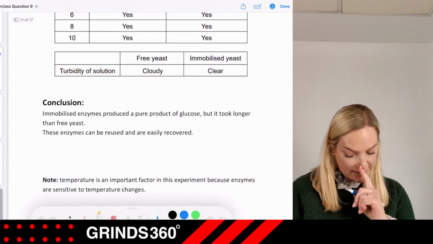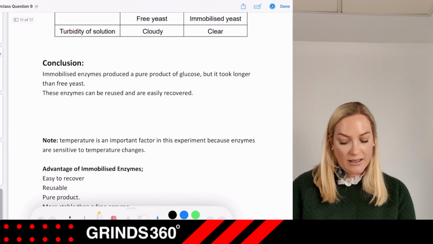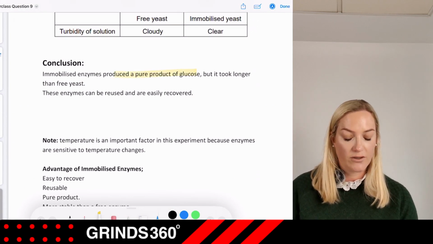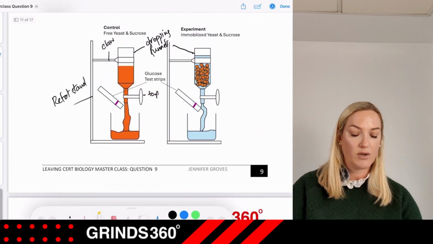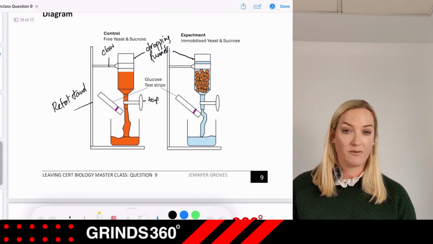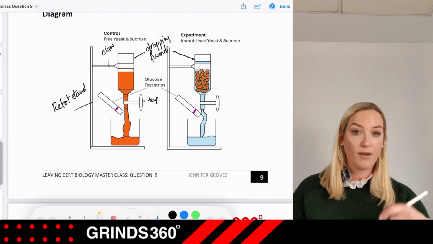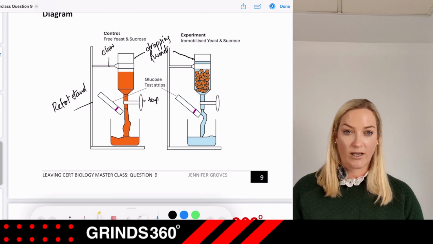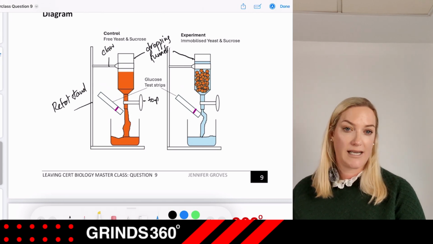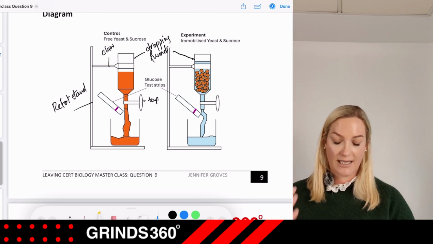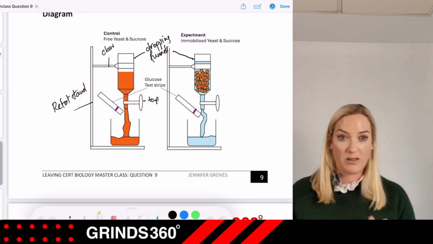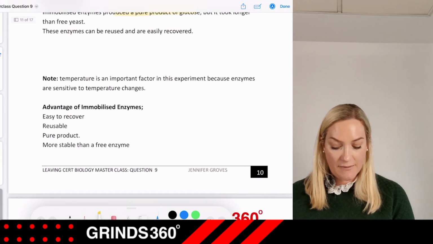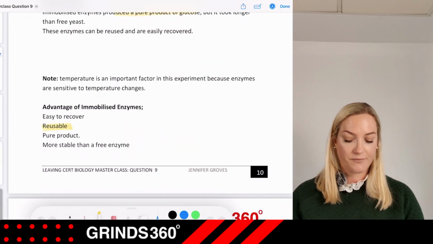Now, what I have added here is your main conclusion: immobilized enzymes are going to produce a pure product of glucose. The advantage of using immobilized enzymes, and I've actually done this in class before, is at the end of the experiment, I will reuse those immobilized enzymes again, just to prove that this actually works. Or else I'll use some of those immobilized enzymes for my next 5th year class. So last year, 2 5th year classes, and I actually went in between the both. This is showing that an advantage of immobilized enzymes is that they are reusable.